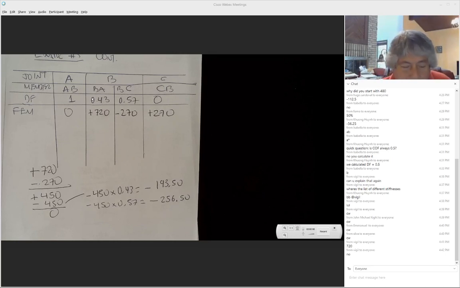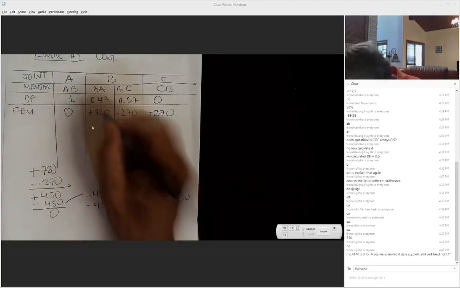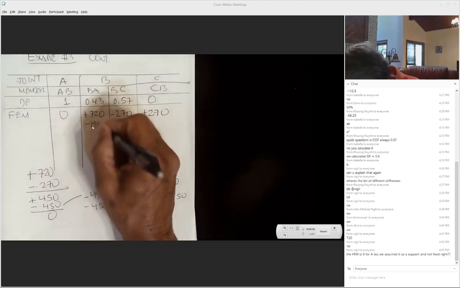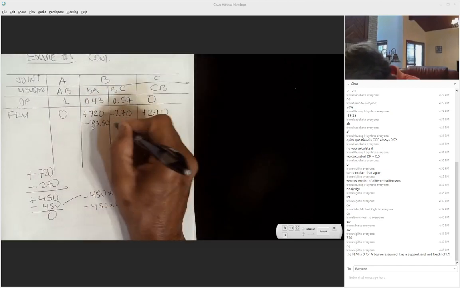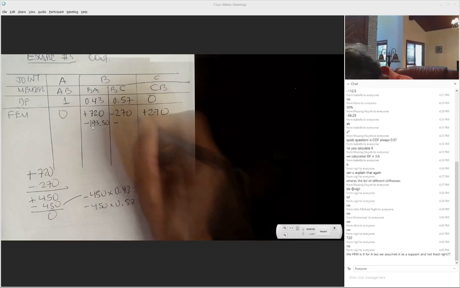It's a very fair distribution because in an indeterminate structure, all the members work. And how do they participate? They resist the moment based on stiffness, 4EI, 3EI over L. So 43% is minus 193.50, and 57% is minus 256.50.